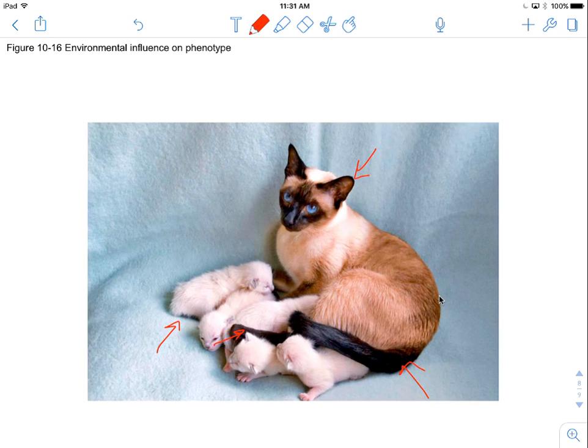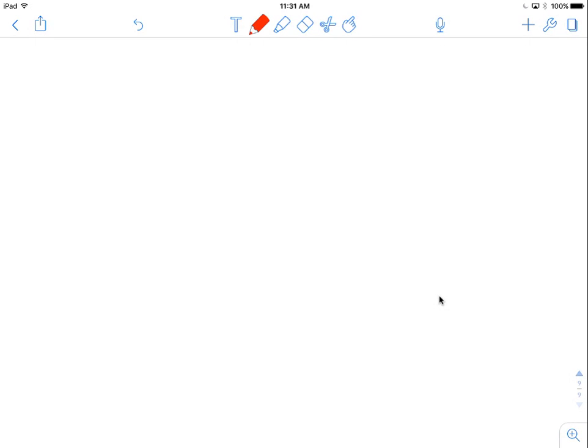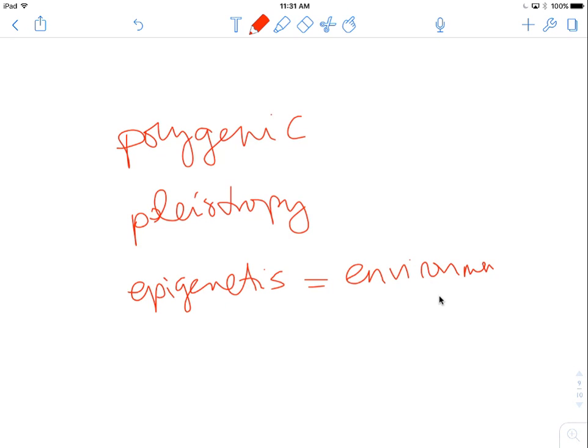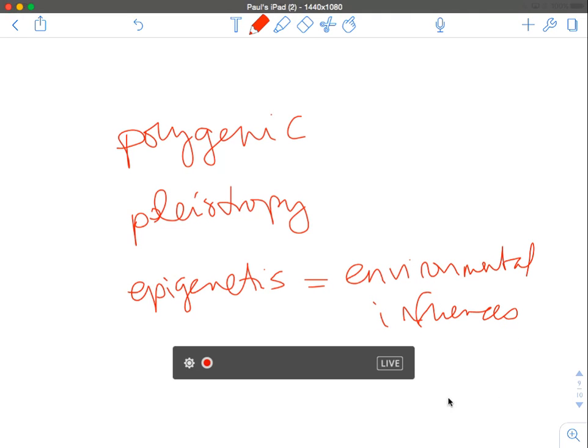So what do we have in here? We had polygenic inheritance, pleiotropy, and epigenetics, or environmental influences. And again, all of these differ from traditional Mendelian genetic inheritance. All right, that's all she wrote.